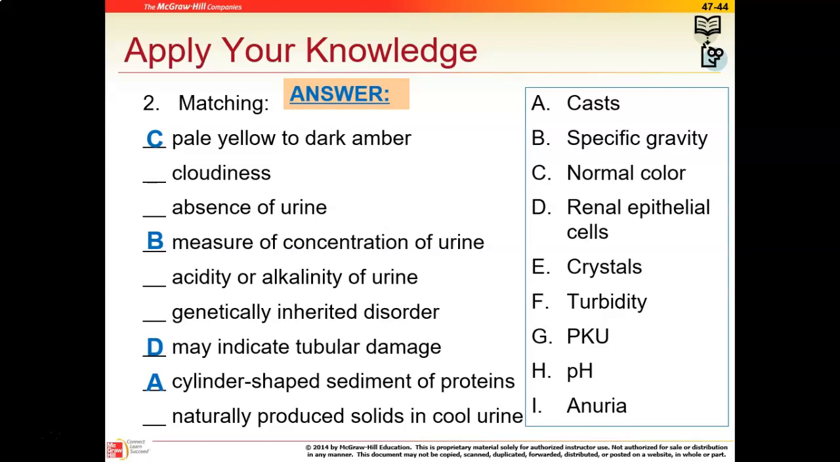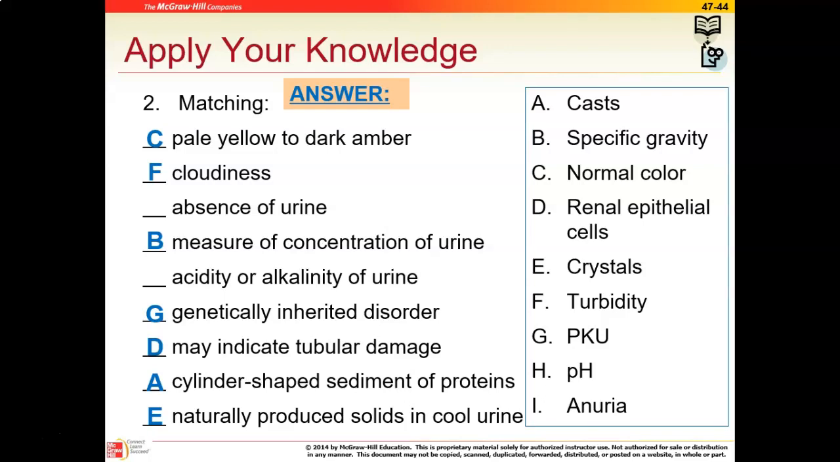Crystals, those are naturally produced solids in cool urine. Most of the time, they don't indicate anything dangerous, although people that have kidney stones will sometimes have a lot of calcium crystals within their urine. Turbidity, remember, is cloudiness. So the other word for turbid, looking at the urine, is cloudy. PKU, that's our phenylketonuria. That's our genetically inherited disorder where we can't metabolize phenylalanine. Usually it's a blood test, but we can do a urine test as well.